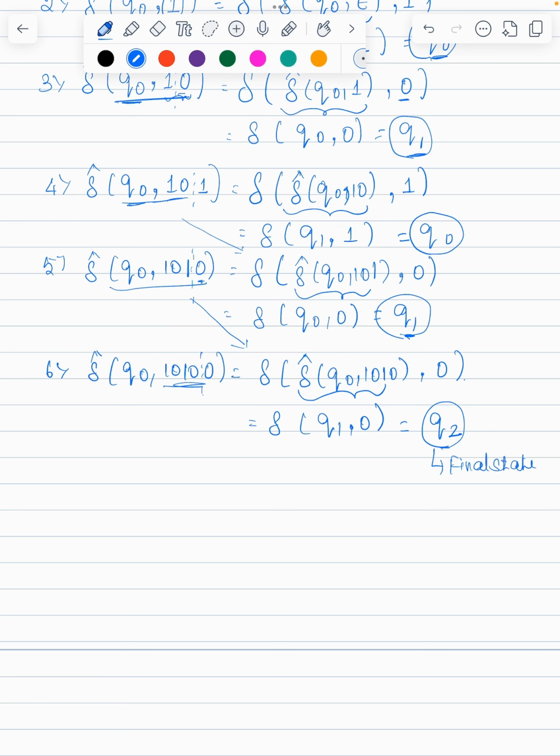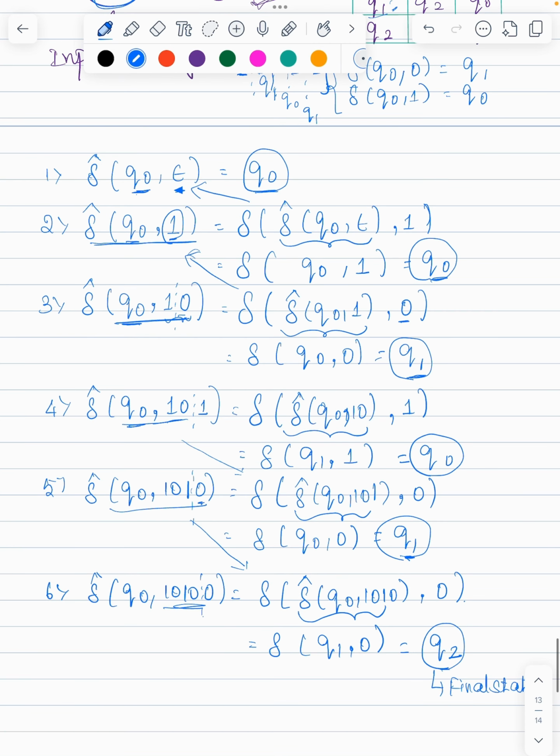This is how we are supposed to solve the extended transition function of a DFA, through which we would be able to understand the flow and all the intermediate states also. Like when we start in any state and follow any sequence, we would be able to understand what happens.